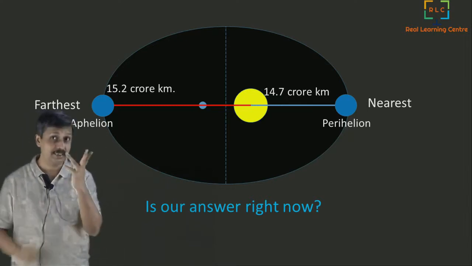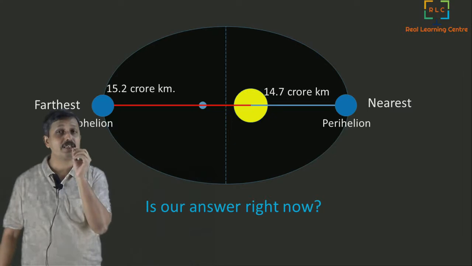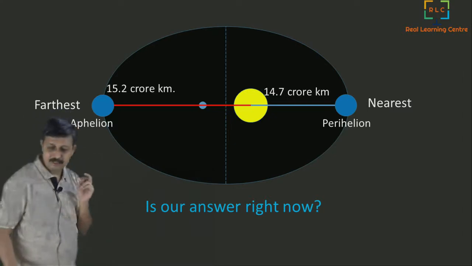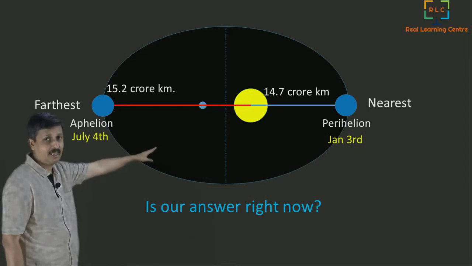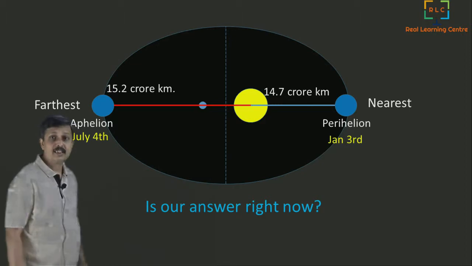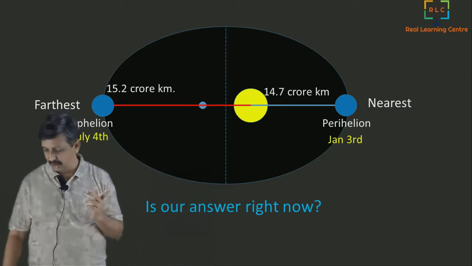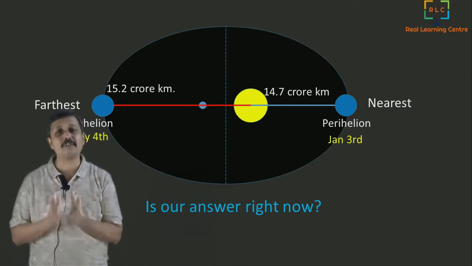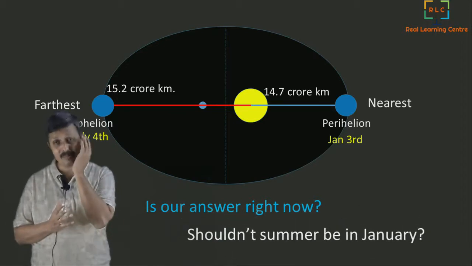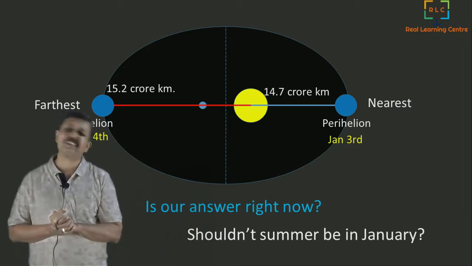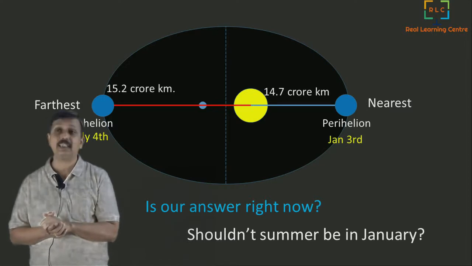We could have accepted this theory, provided we did not observe one very important piece of information. Look at the next information. The nearest is in January, and the farthest is in July. So if our theory is right, January should be the hot middle of summer. Is this true? Is January hot middle summer? No. So something is wrong with this theory too. So what could be wrong? Let us see.